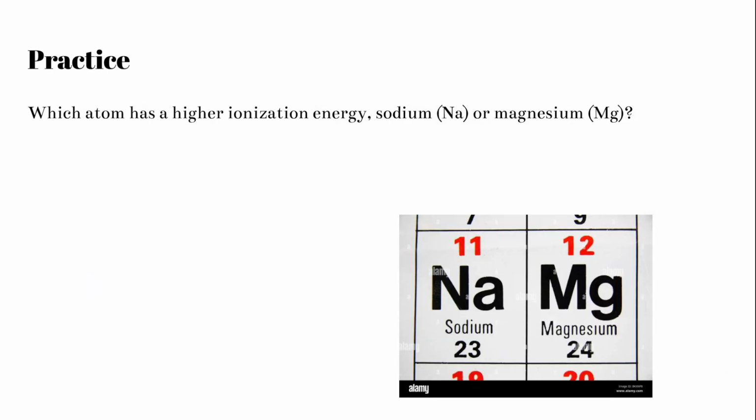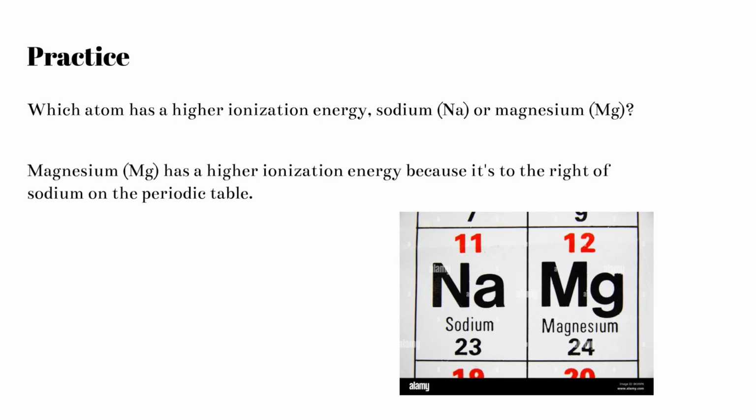If you got that question right, skip ahead to the next practice problem. Otherwise, stay here. Which atom has a higher ionization energy, sodium or magnesium? If you said magnesium, you're correct. Again, magnesium has a higher ionization energy because it's to the right of sodium on the periodic table.